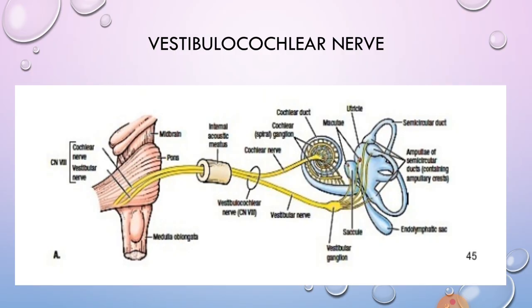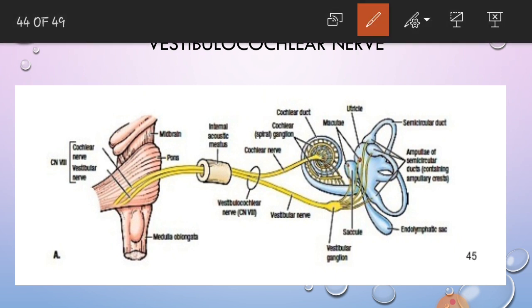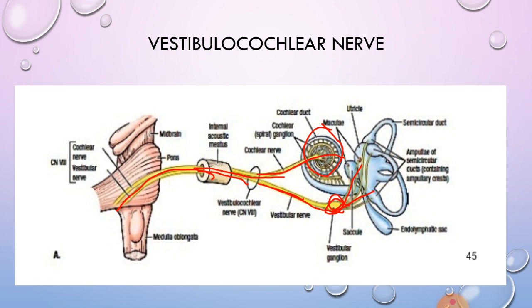The vestibulocochlear nerve, as you can see, this is the cochlea. The spiral cochlear ganglion is present, from which arises the cochlear nerve, and the upper and the lower divisions of the vestibular nerve. This is the vestibular ganglion, from which the vestibular nerve arises. Both these join to make the vestibulocochlear nerve, which passes through the internal acoustic meatus, enters the cranial cavity and goes into the brainstem. This is the vestibulocochlear nerve, which is the 8th cranial nerve.